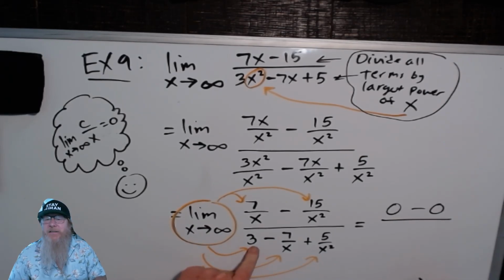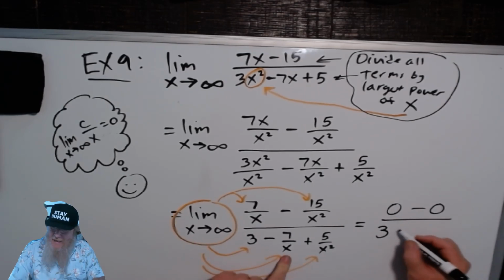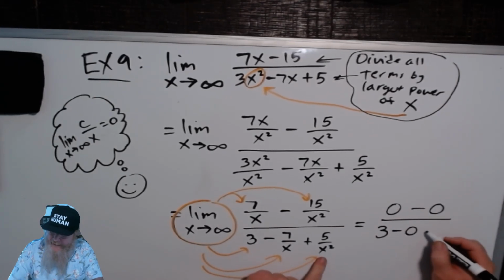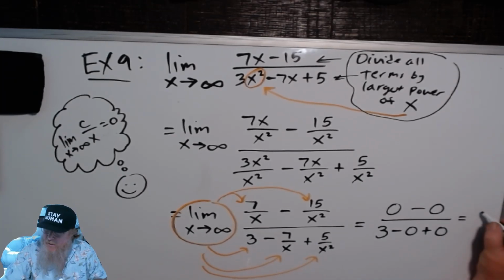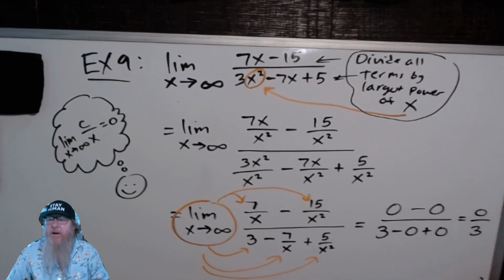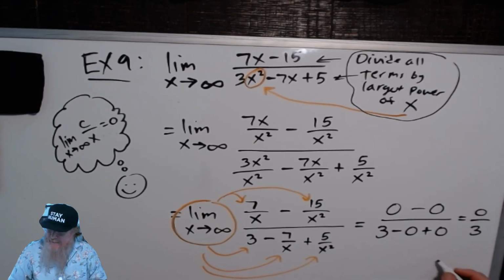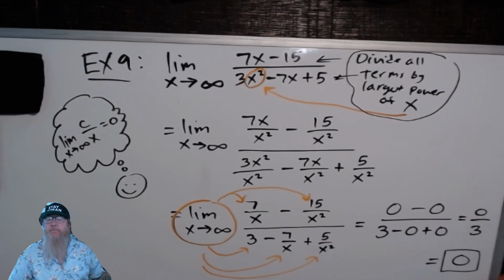Now this constant does not have an x, so that one is not 0. That one's 3. And then these next two both have an x in the denominator, so they are all 0. So the limit is 0 over 3, which is equal to 0. The limit is equal to 0.